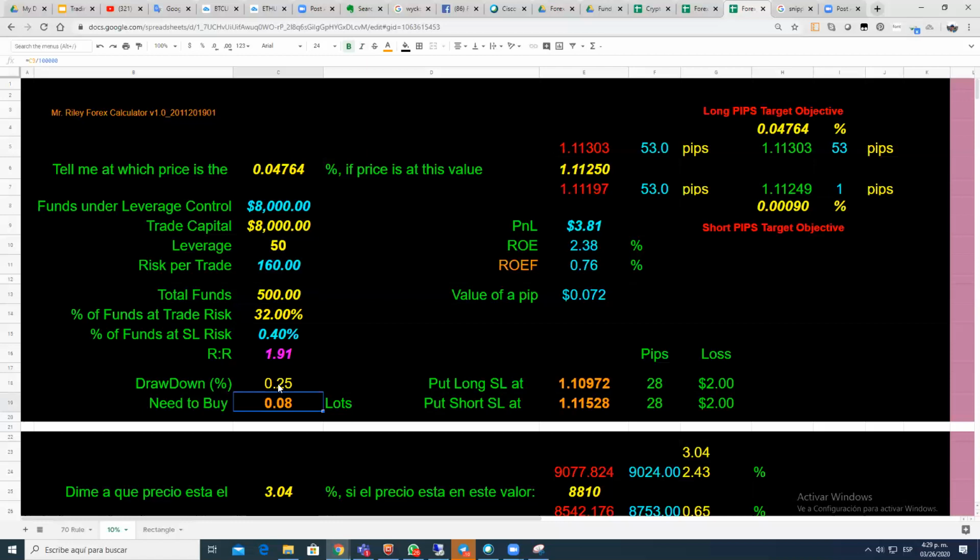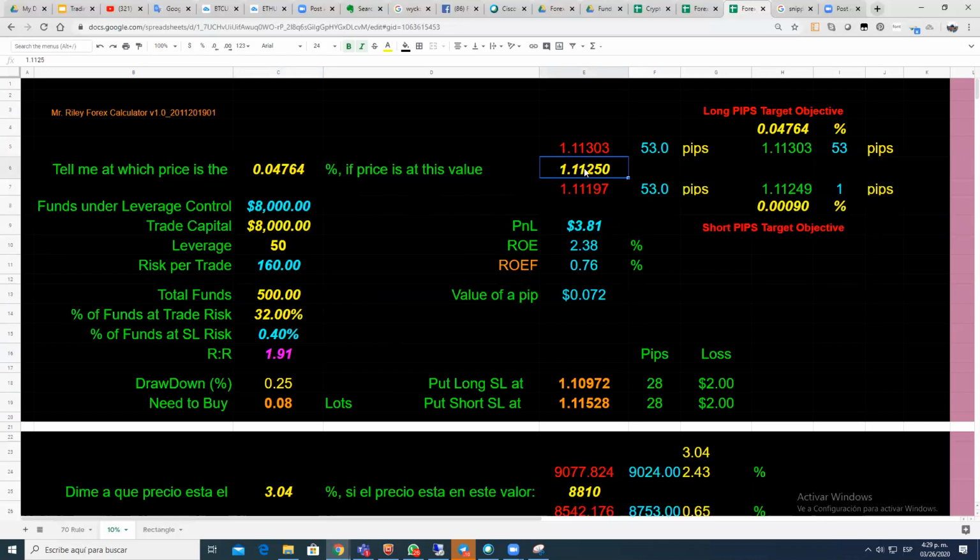Okay. This trade for myself, I cannot move it too much because a $2 loss is acceptable, and 28 pips is good. So I'm going to take it. I'm going to accept a 1.91 risk reward to get this $3.81.